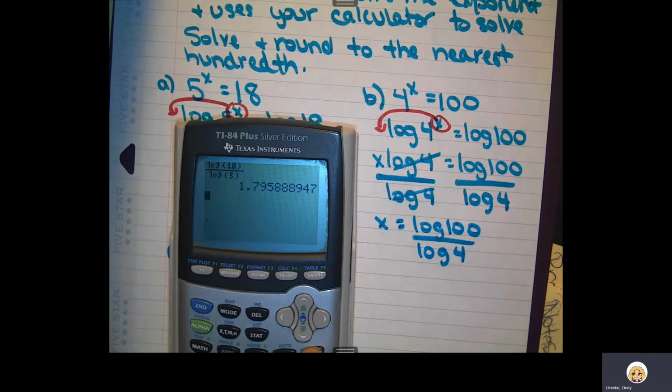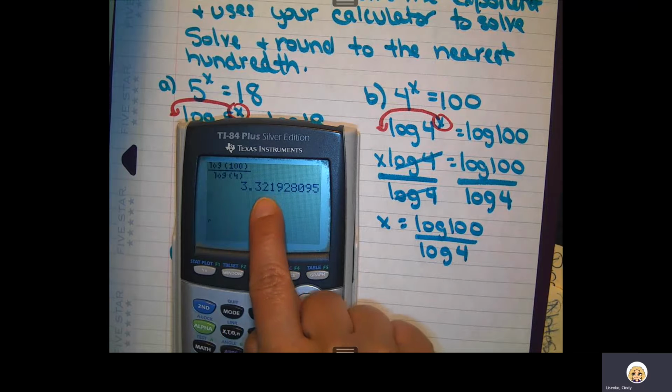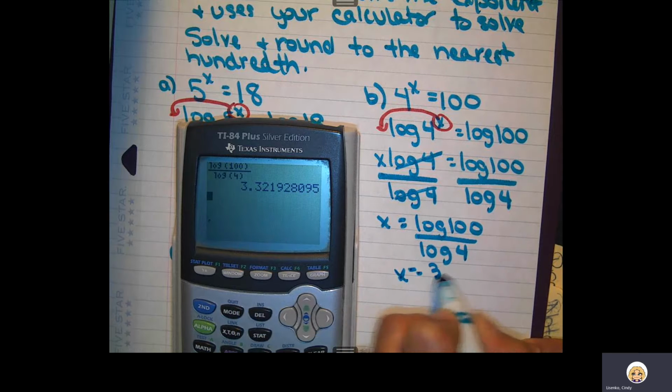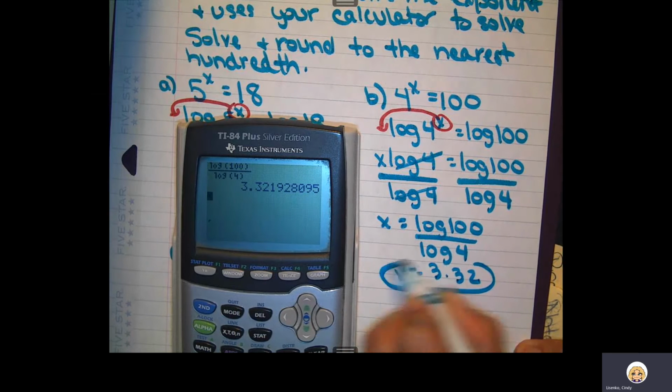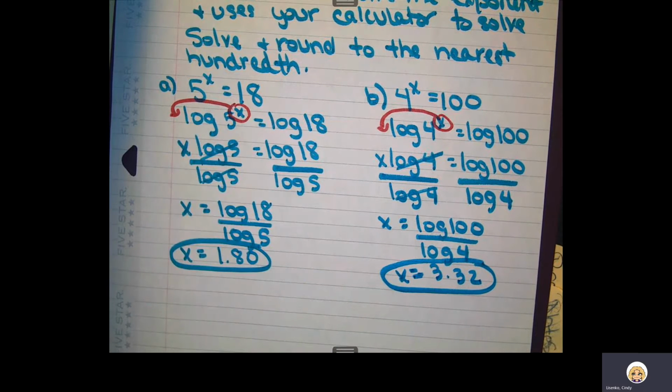So now I go to my calculator. I can do alpha y equals to make it look like a fraction. Hit enter. On the top is log of 100. On the bottom is log of 4. Directions say to the nearest hundredth, so I have to stop at this 2. Since the number after it's less than 5, I'm going to leave the 2 alone. So x equals 3.32. Two more. Here's example C.